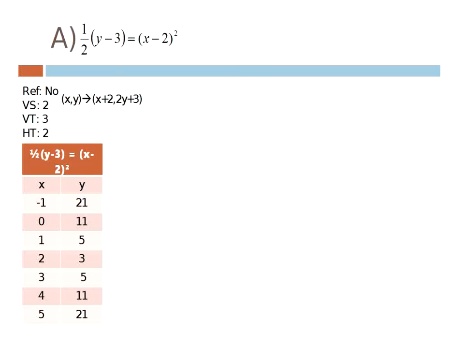Again, what I do with this function here, it's in transformational form, and I can recognize that there's no reflection because there's no negative sign here. There's a vertical stretch of 2 because it was a 1/2 in the equation. The -3 indicates that there's a vertical translation of 3, and the -2 indicates that there's a horizontal translation of 2.